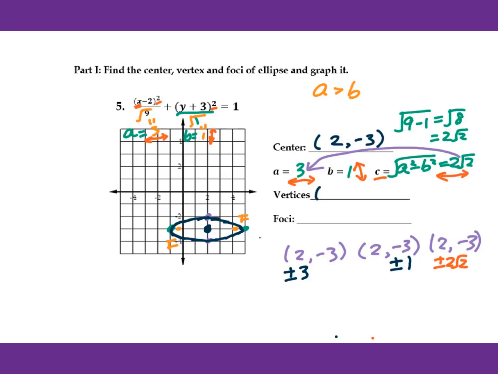I got 2 plus 3, that's 5, negative 3. 2 minus 3 is negative 1, negative 3. For this one, 2, I'm working on this. Negative 3 minus 1, that is negative 4. Then still 2. Negative 3 plus 1, that's negative 2. For foci, 2 plus or minus 2 square root of 2, then negative 3 will be the coordinates for foci.